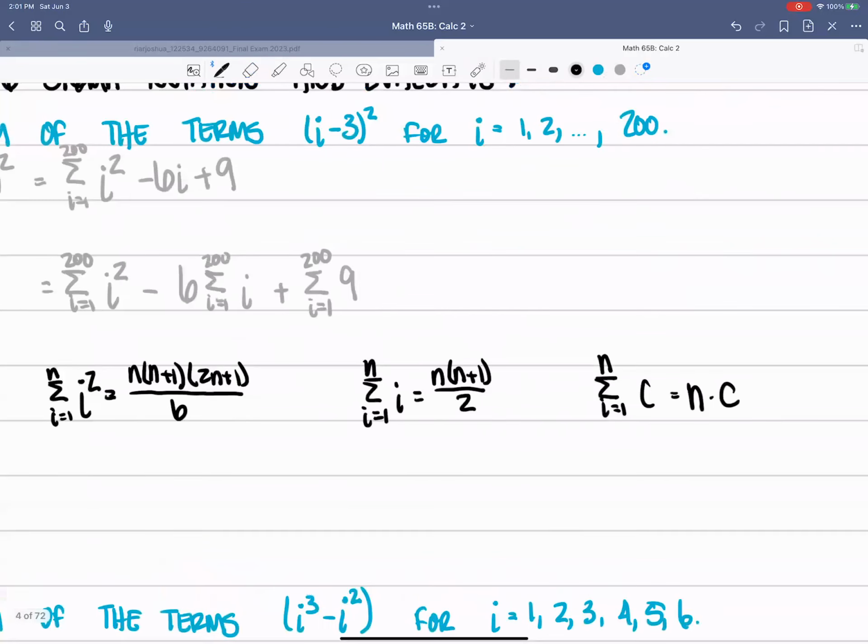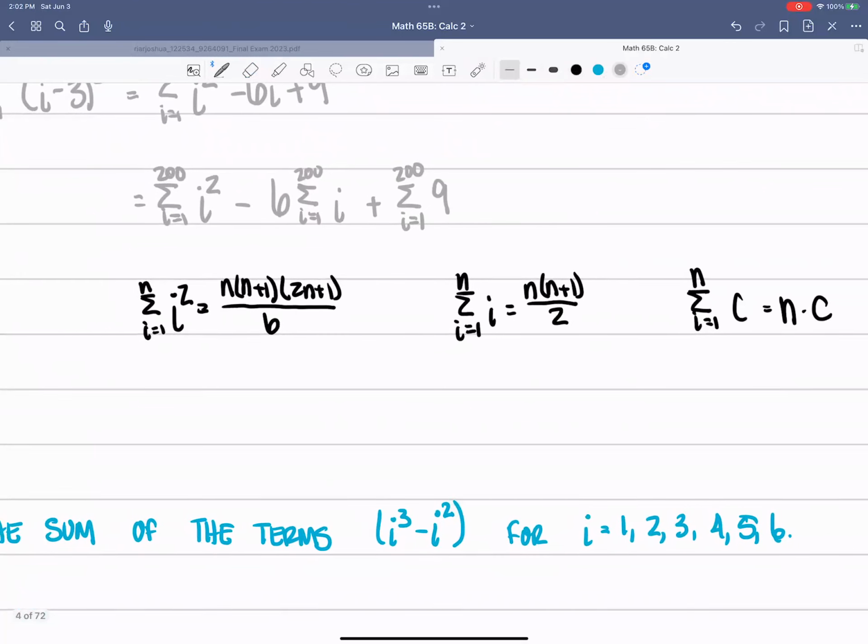So now we just have to replace everything with the values that we have for this problem. So here we have i going from 1 to n, i goes from 1 to 200. So everywhere we see an n, we're going to plug in 200. So we have 200 times (200 plus 1) times (2 times 200 plus 1), dividing all of that by 6.